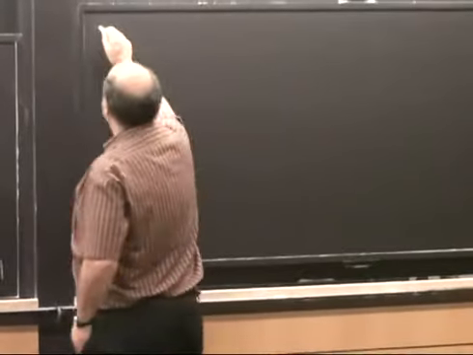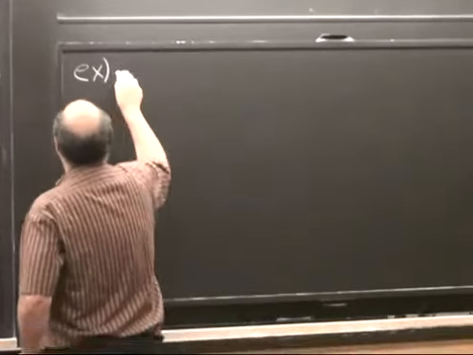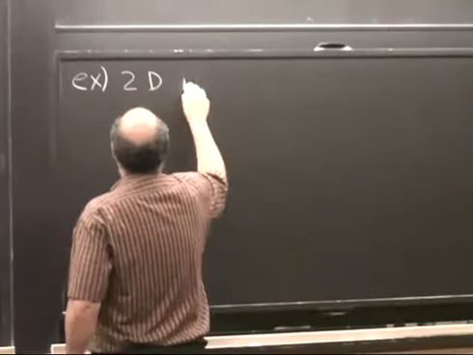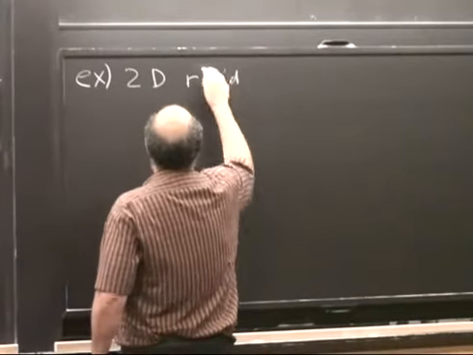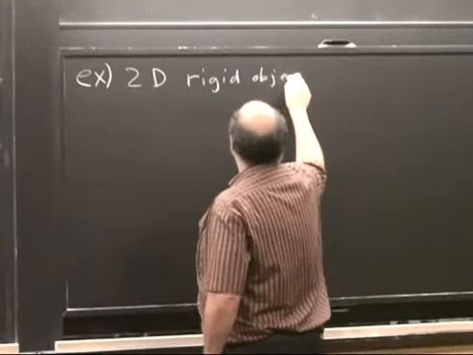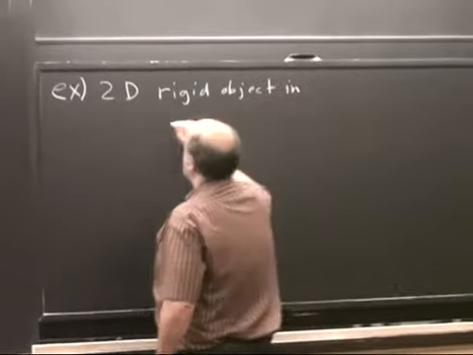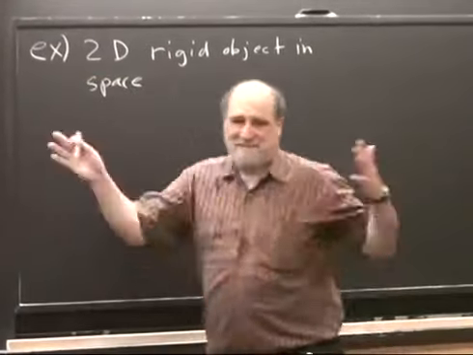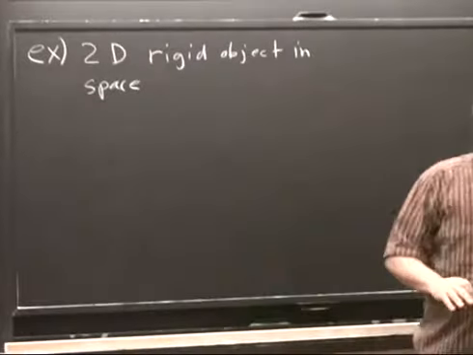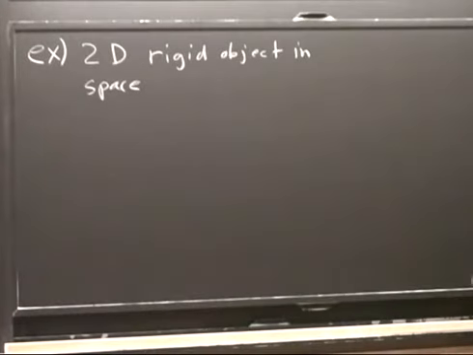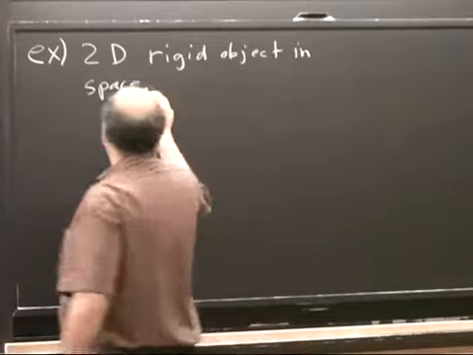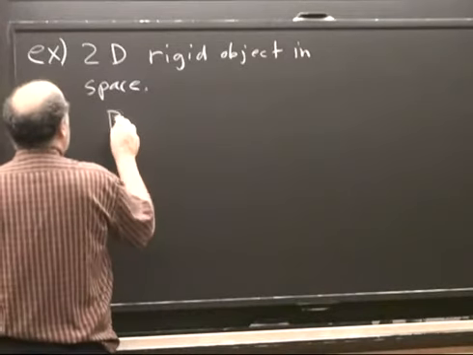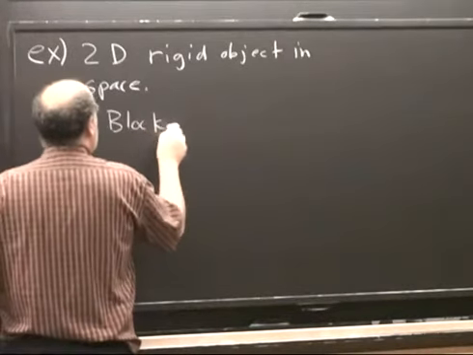Okay, so here we have this example of a 2D rigid object in space. And what do I mean by in space? I mean in 2-dimensional space. I mean it's moving around in the plane. It's not just hinged some crazy way. And we're going to say it's a block suspended by a spring.